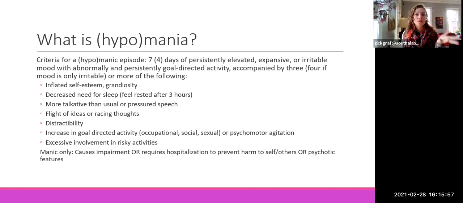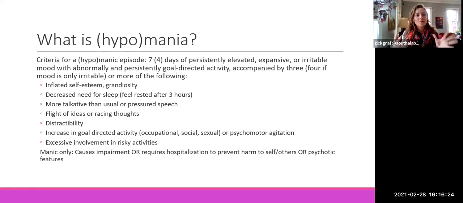A hypomanic episode is basically a much, much less extreme version of all of this. So the duration can be shorter. A hypomanic episode only has to involve 4 days of elevated mood and goal-directed activity. All the same symptoms are present, except in a hypomanic episode, they can't cause impairment. They can't cause hospitalization and they can't cause psychosis. Hypomania is just a less extreme and in fact, often not impairing form of mania.